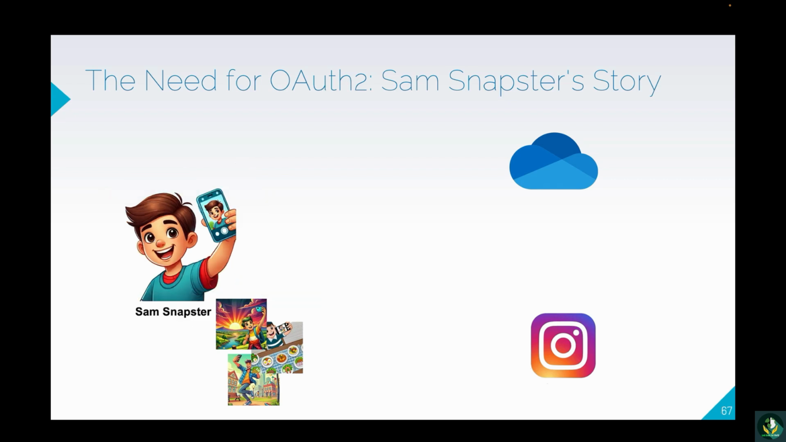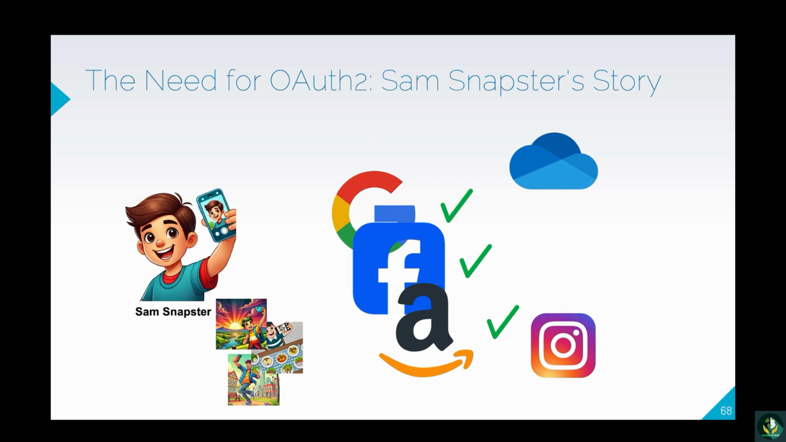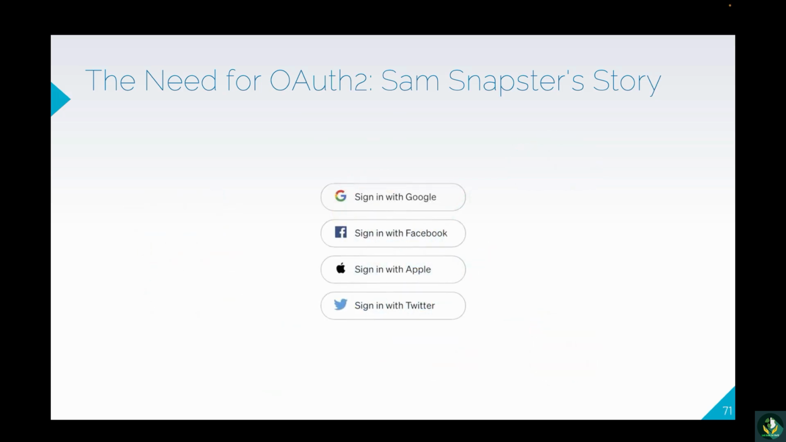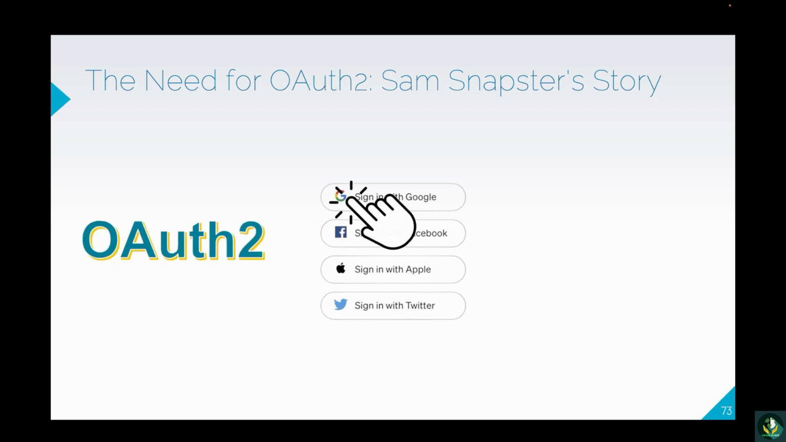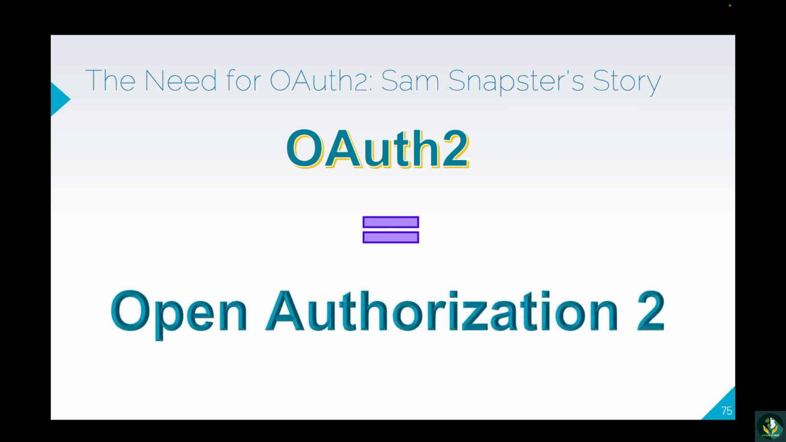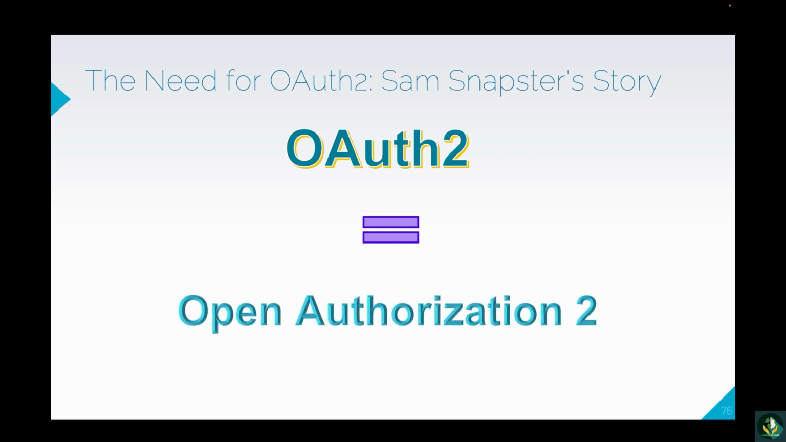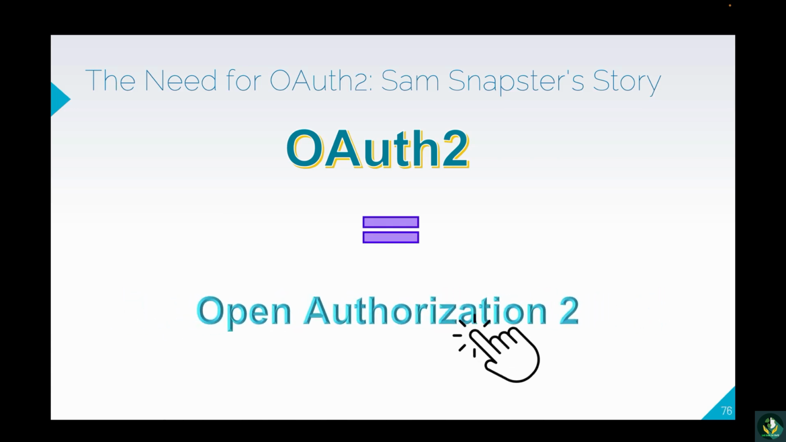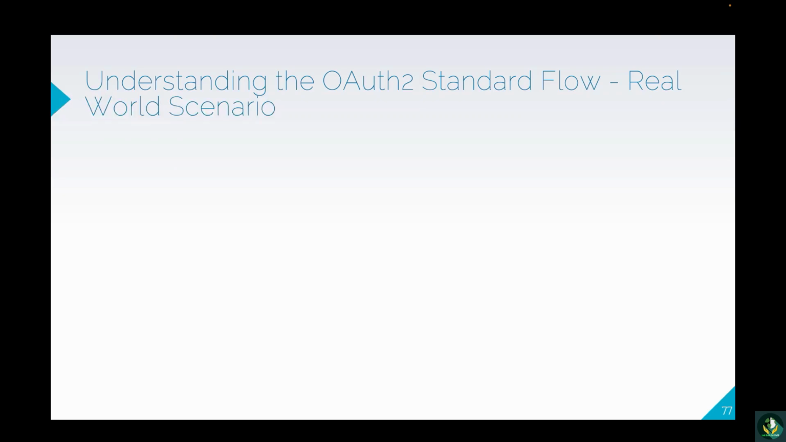Sam is not alone. Major services like Google, Facebook, and Amazon all use OAuth 2 to keep their users safe. So the next time you log into a new application with your Google account, you are using OAuth 2. OAuth 2 stands for Open Authorization 2. Now, let's dive deeper and explore how a traditional OAuth 2 flow works.